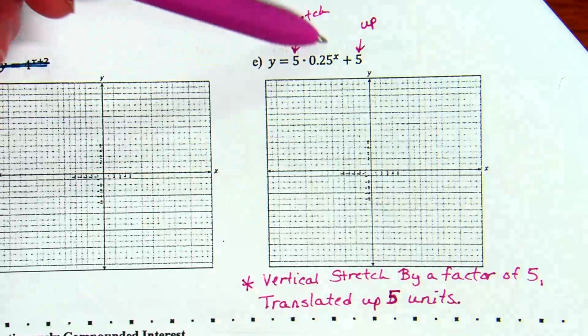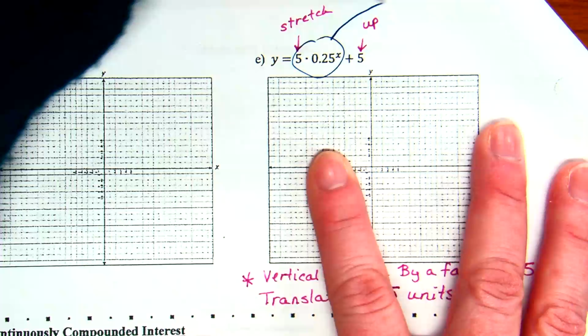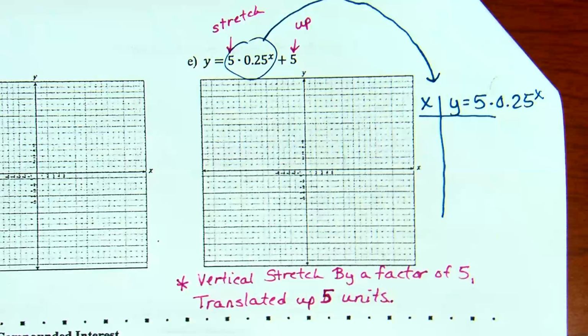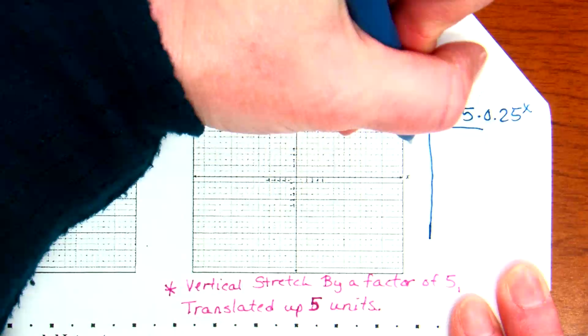So I'm going to suggest we take this piece and we make an XY chart. So for my Y, it's going to be doing the 5 times 0.25 to the X. You know what X values I'm using, right? -2 to +2.